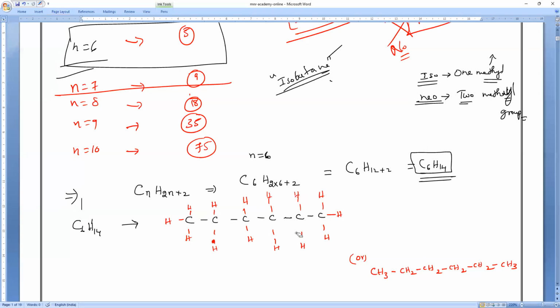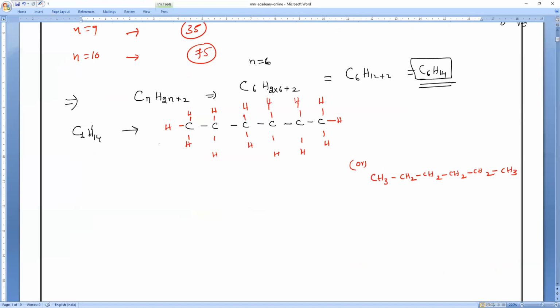Everybody write it. So what is the name of this one? Yes, hexane. The common name is n-hexane. Hexane is the IUPAC name, and the common name is n-hexane. Make it quick.